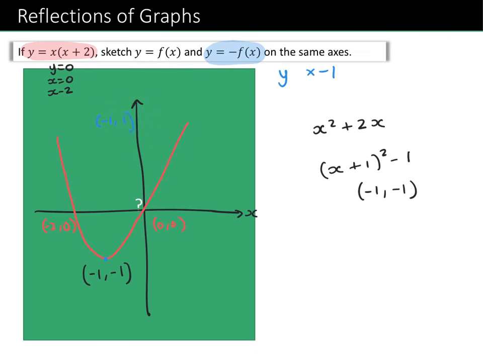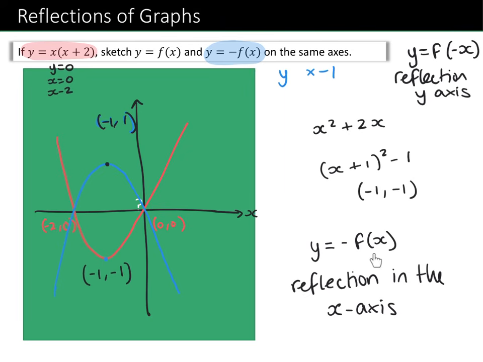So what it actually does is a reflection in the x-axis. So now your graph is going to look like this. Okay? So it will always be the case that if it's minus f of x, it's a reflection in the x-axis. If it's f of minus x, it's a reflection in the y-axis.